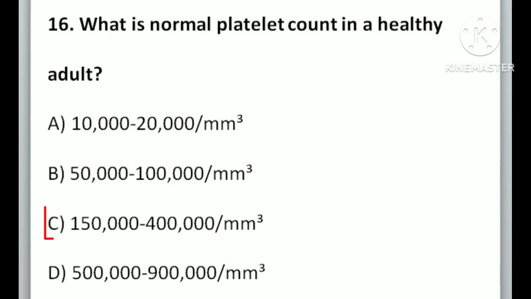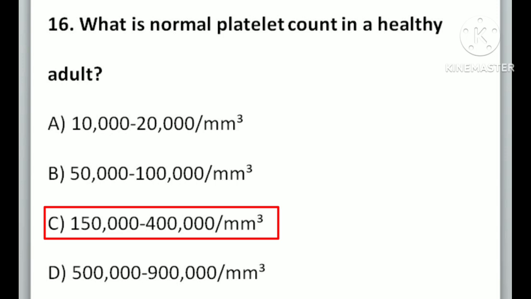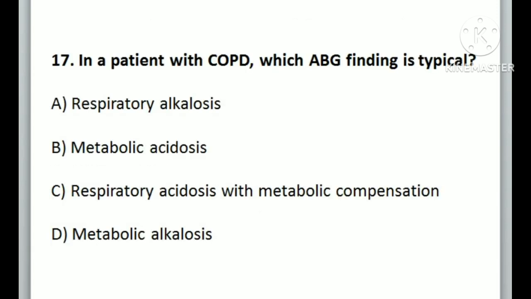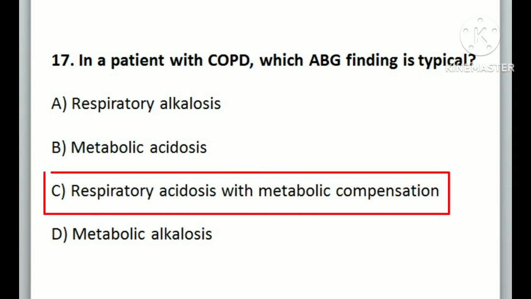16. What is a normal platelet count in a healthy adult? Correct option is C. 150,000-400,000 per mm3. 17. In a patient with COPD, which ABG finding is typical? A. Respiratory alkalosis. B. Metabolic acidosis. Correct option is C. Respiratory acidosis with metabolic compensation.